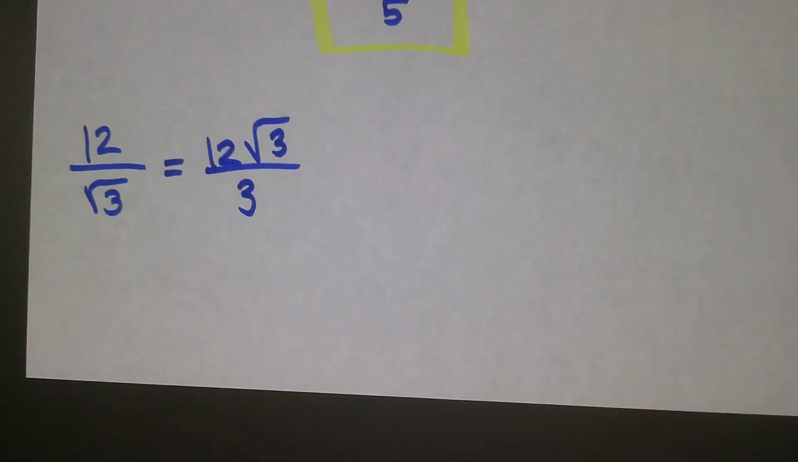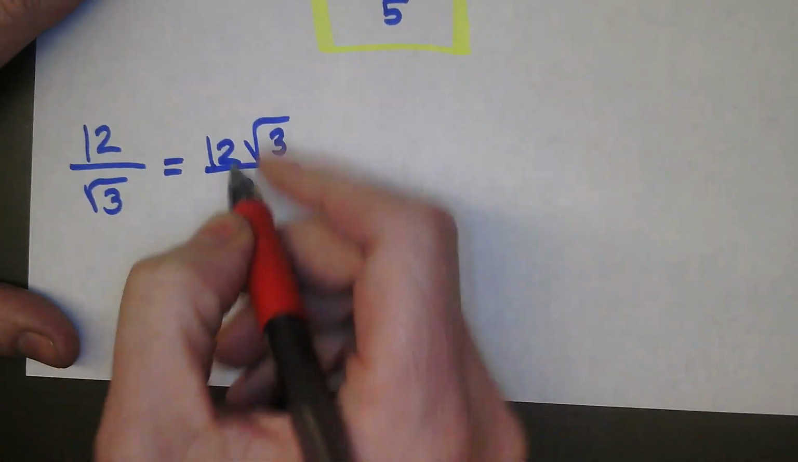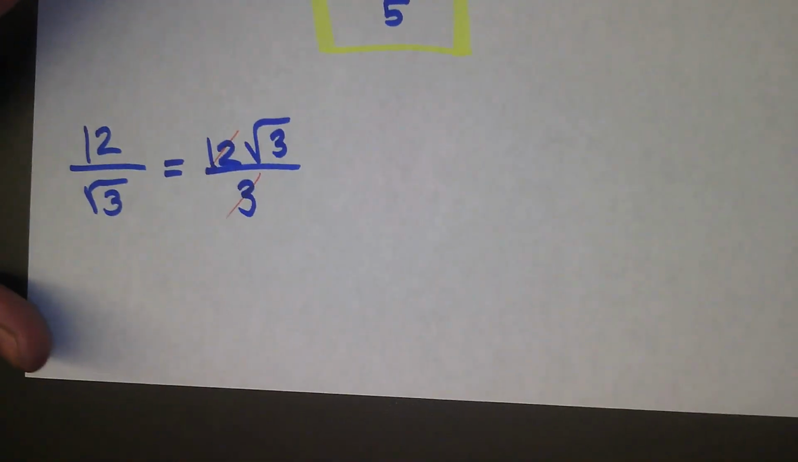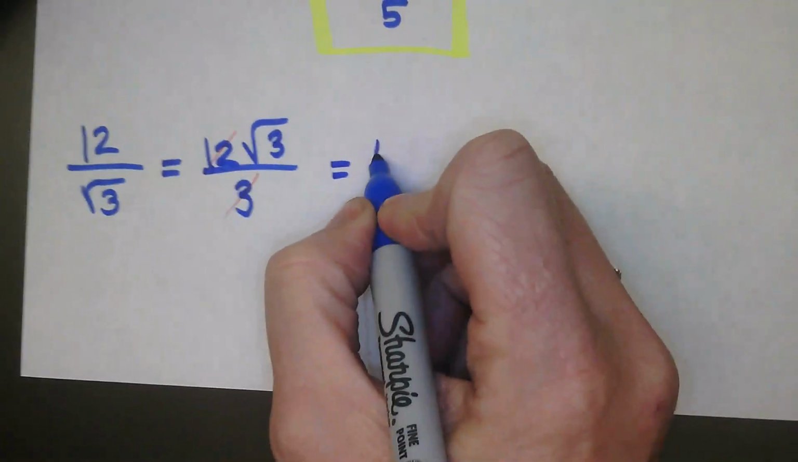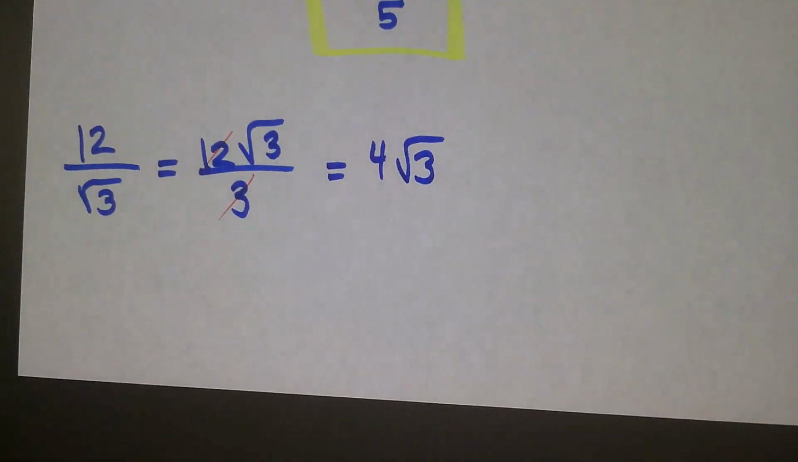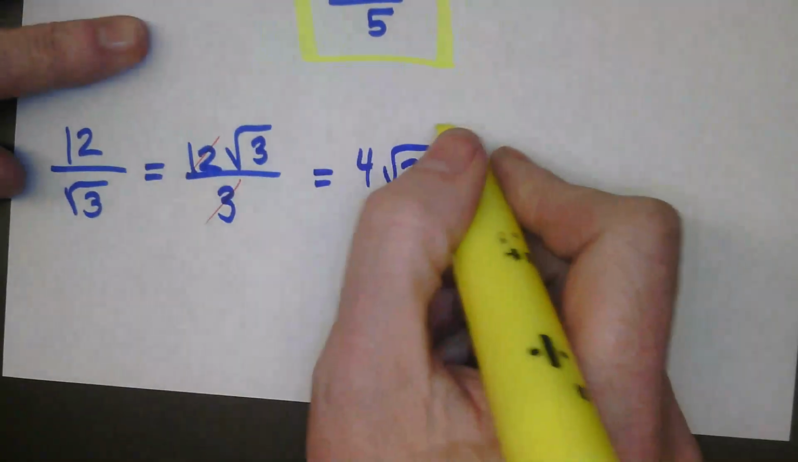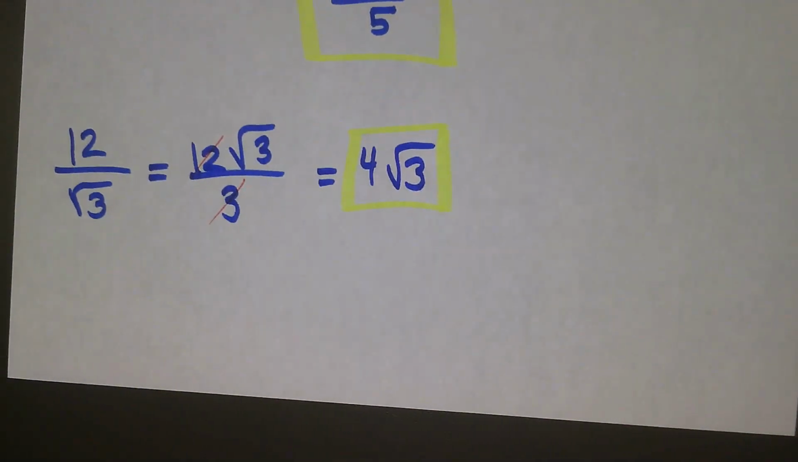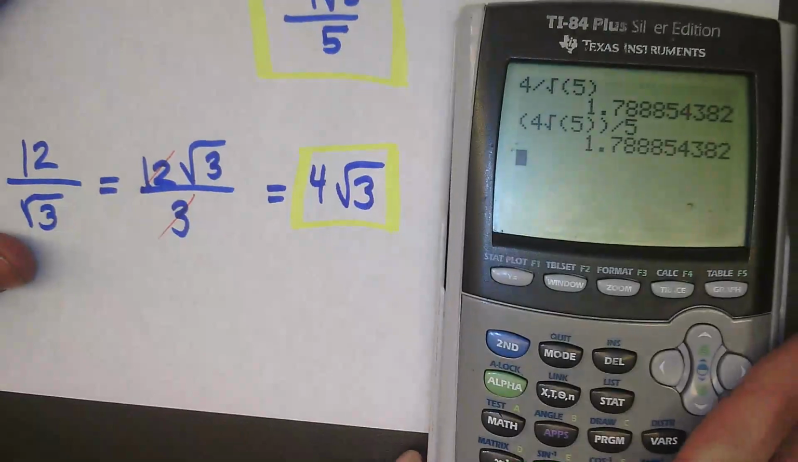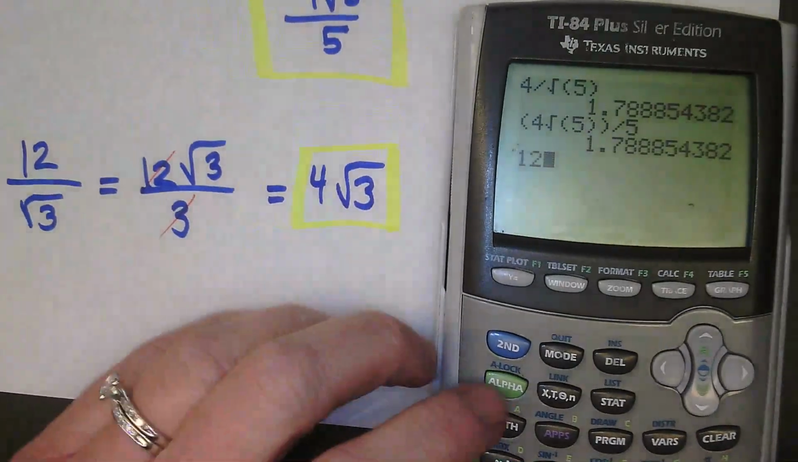I do have one extra step here because 12 divided by 3 goes into both of those numbers. So I'll end up with just 4 square roots of 3. That is my final answer. That has been rationalized. There is no square root in the denominator anymore, and math is much happier. So again, I'll just verify that it works.